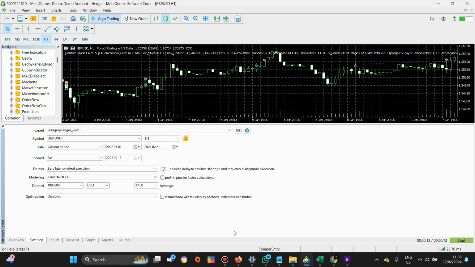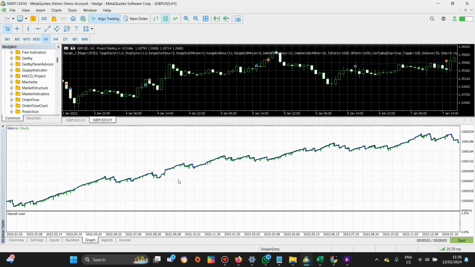Now if I run this backtest, you can see that the curve doesn't look that nice, and that's because these are the real settings for this EA, or not settings, the real results.